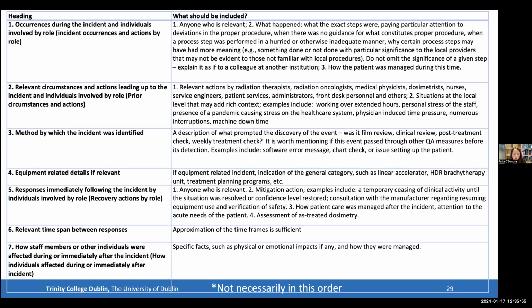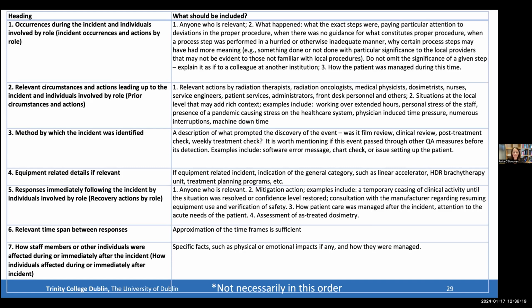The fourth section, again, this may or may not be relevant, is equipment related. And we'll see in our example in a few minutes. An example of that would be the imaging system not connected to the record and verify system. And there are many other equipment related factors, and they may or may not be relevant depending on the type of incident or near miss.